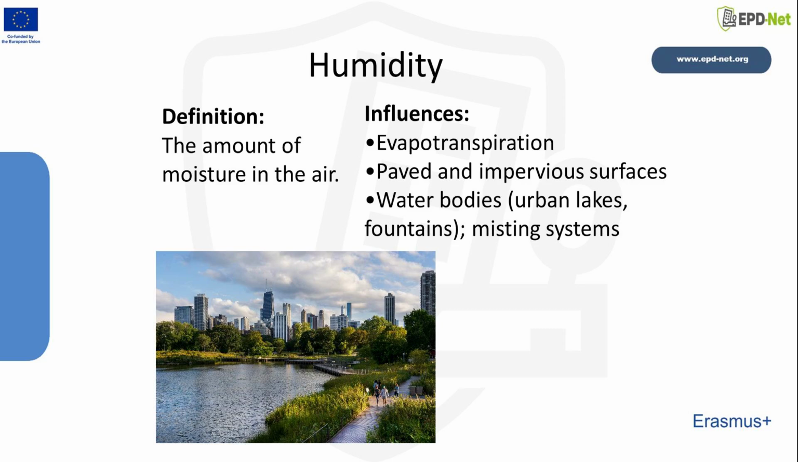Humidity is the amount of moisture in the air. It is influenced by evapotranspiration. Vegetation increases humidity by releasing water vapor. It reduces air temperature and helps balance urban humidity levels. Using vegetation is the most effective and natural method. Paved and impervious surfaces reduce evaporation, often leading to drier air locally.